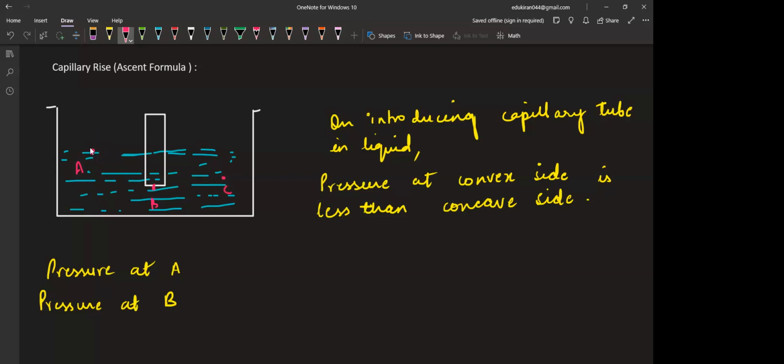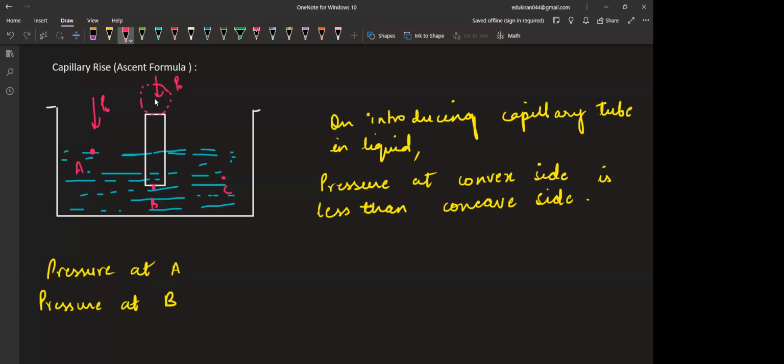Look, this is exactly at the surface where the atmospheric pressure is only acting at this point A. Here there will be excess pressure also because of the capillary tube, as well as atmospheric pressure also, correct?